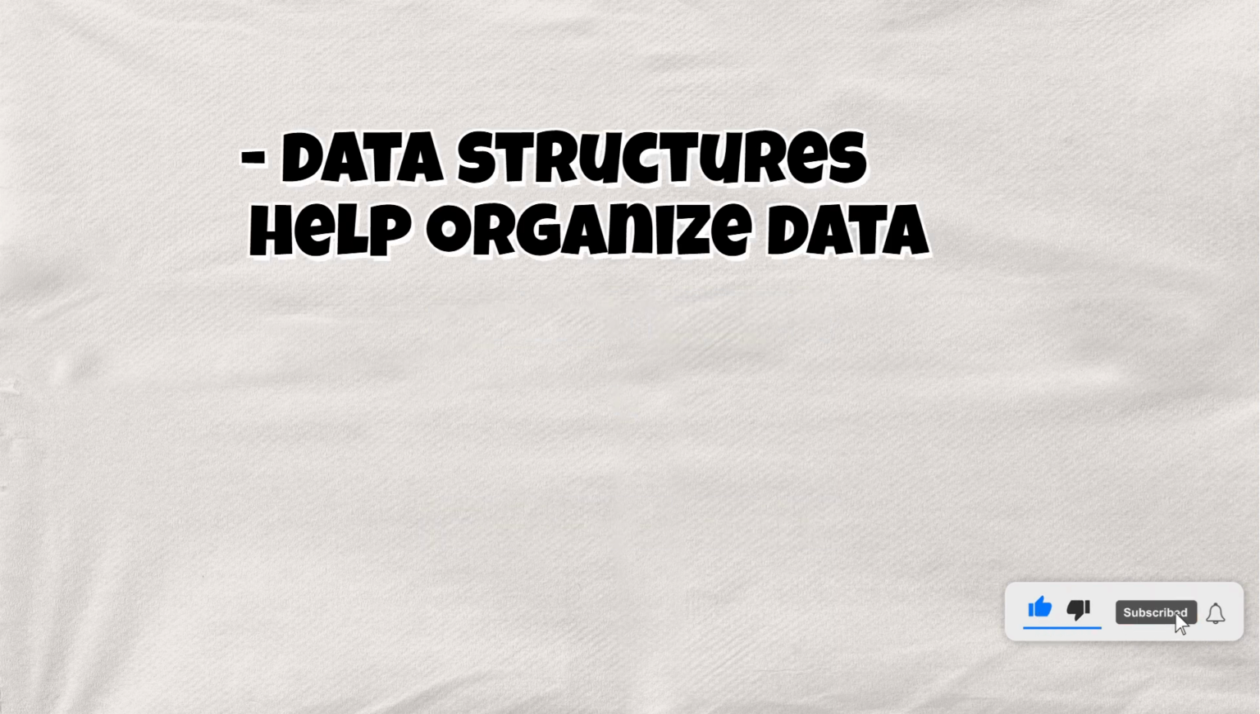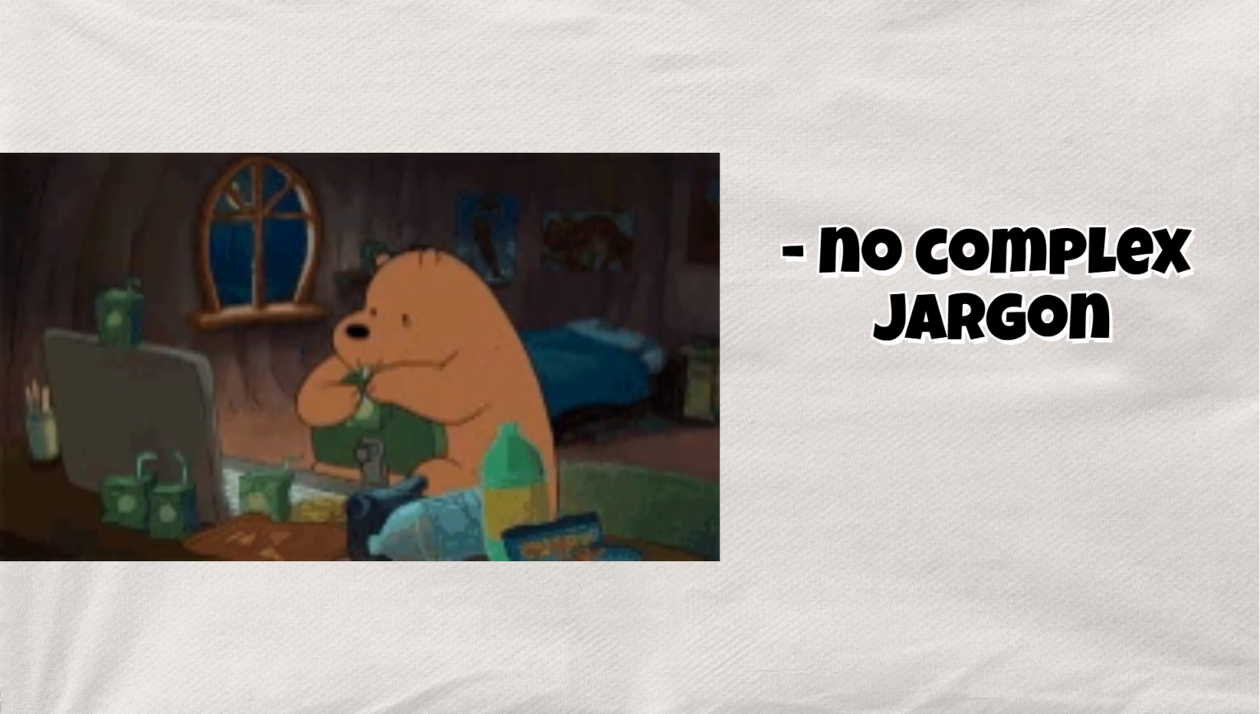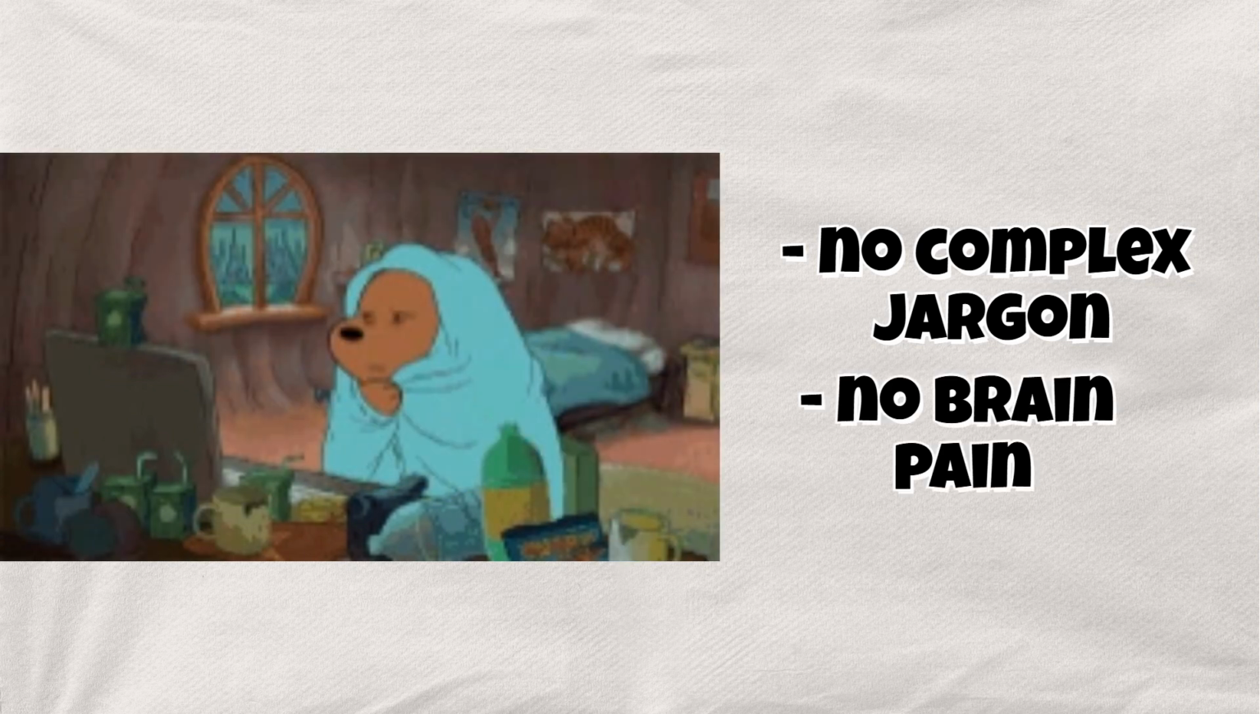So yeah, data structures help organize the data. Algorithms help you actually do things with that data. Together, they're like brain and muscle, the logic and the action of smart coding. And in this series, we're breaking it all down. No complex jargon, no brain pain. Just chill. Relatable explanations that actually make sense.